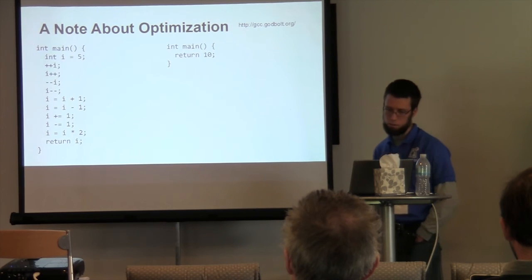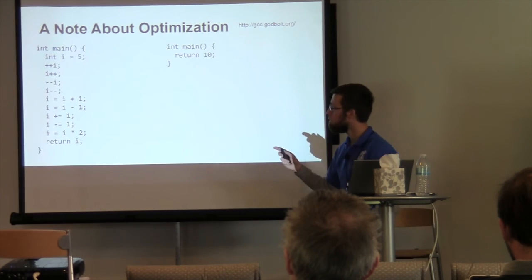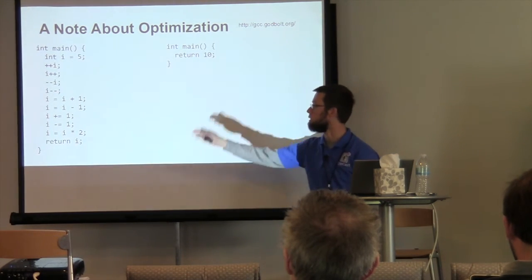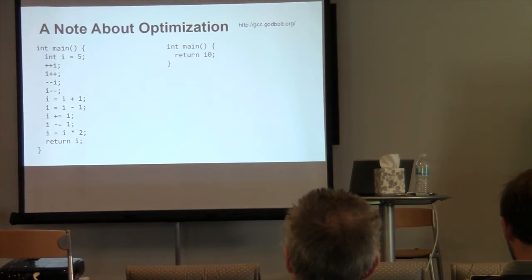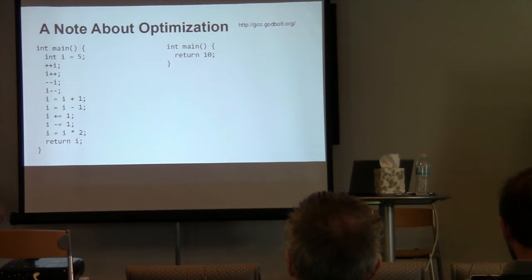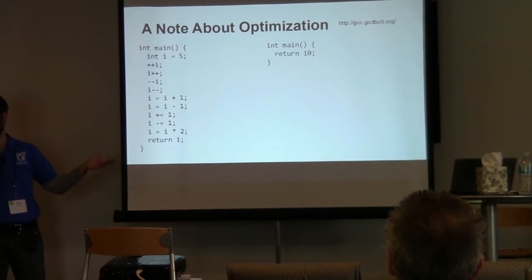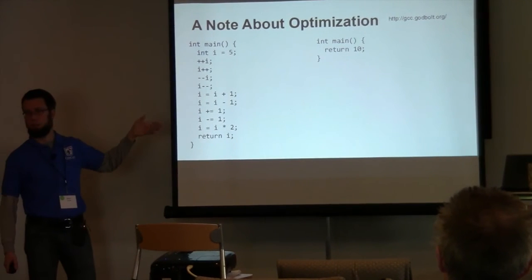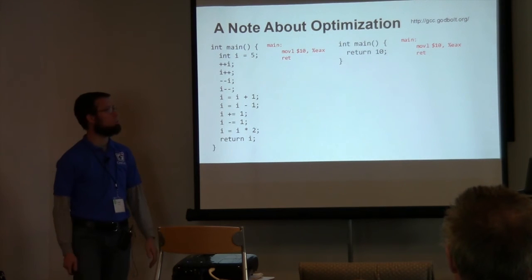And this is a pretty quick note about optimization. I was just trying to feel out what the compiler does with, you know, i = i + 1 can be simplified to an increment of i, or i += 1 can be simplified to an increment of i. i = i * 2 can be simplified to a left shift of 1. So what does the compiler do here? Anyone want to make any comments? Yeah, the compiler completely throws away your code.